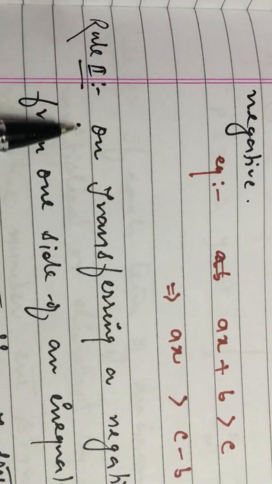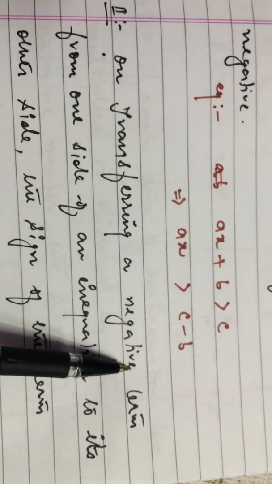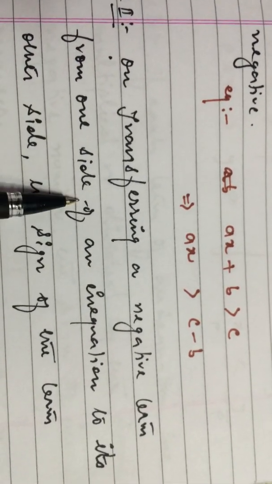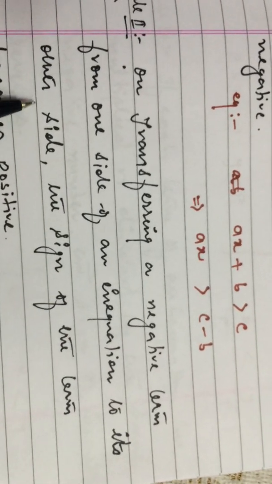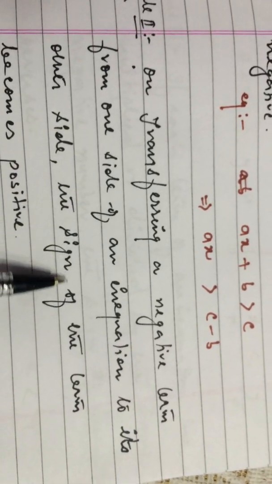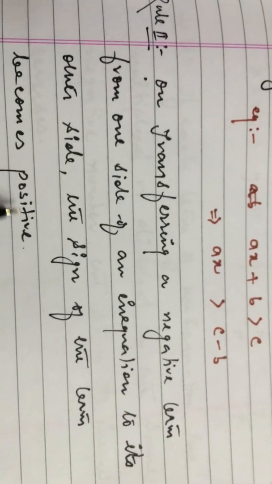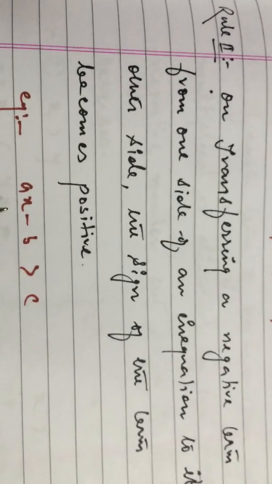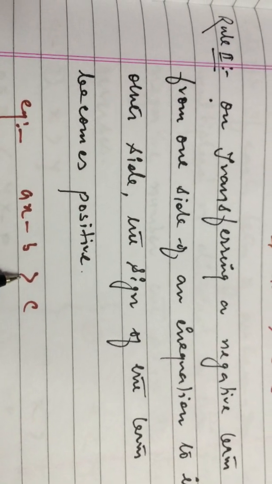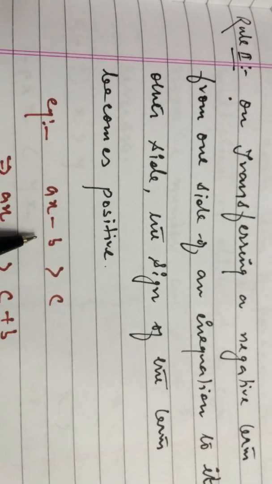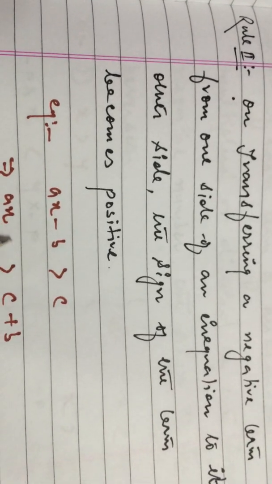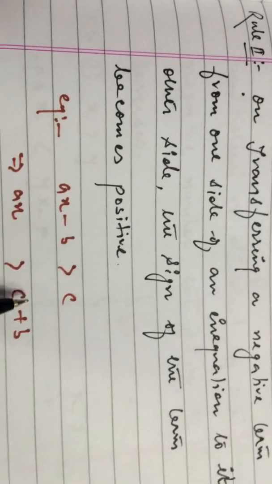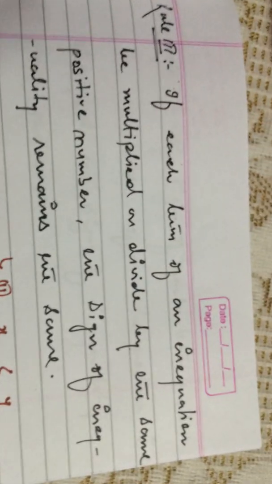Similarly, in rule two, on transferring a negative term from one side of an inequation to its other side, the sign of the term becomes positive. See the example: ax minus b is greater than c. Transferring this minus b from one side to the other, this minus term becomes positive. Now see rule number 3.